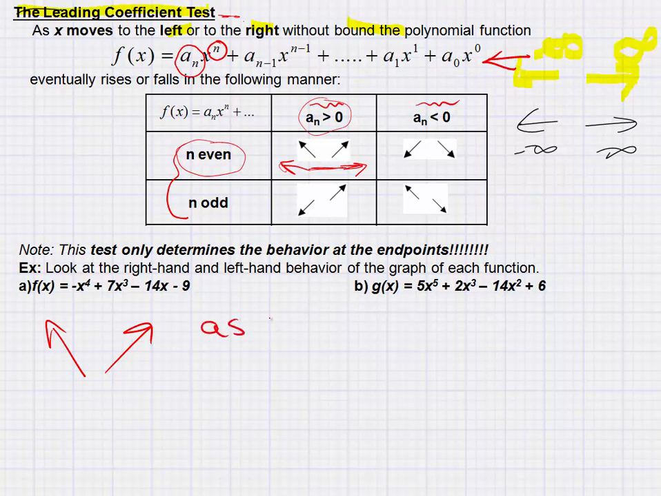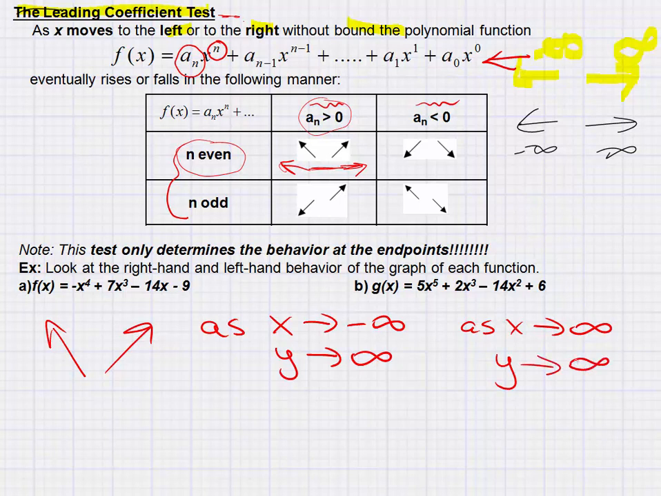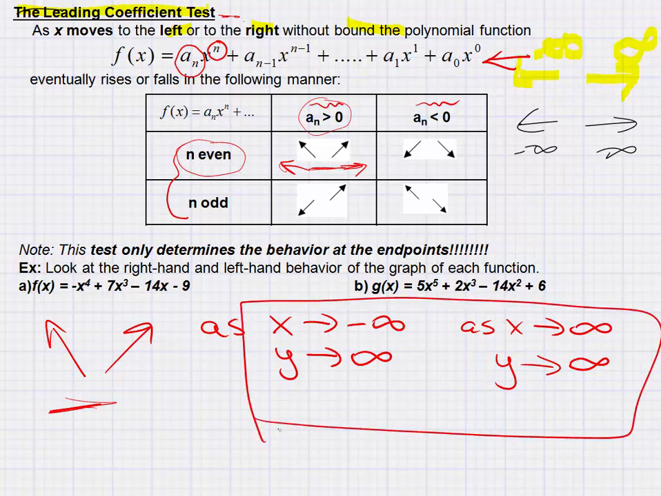Another way to state this exact same thing is saying as x goes to negative infinity, that's really the left hand side, y is going to positive infinity, y is going up. And as x goes to positive infinity, that's the right hand side of the graph, y is also going up, so y is going to positive infinity. So this picture here really is stated this way in more concrete terms. Okay? So let's look at another one.